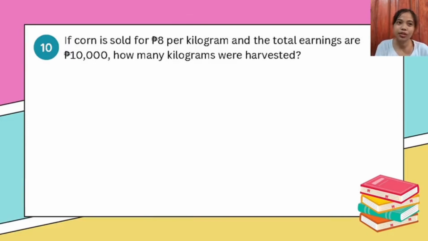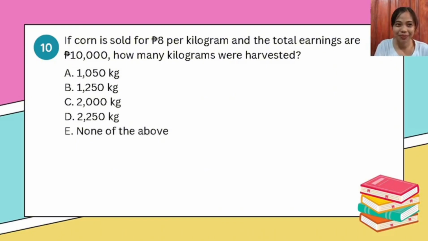If corn is sold for 8 pesos per kilogram and the total earnings are 10,000 pesos, how many kilograms were harvested? Here are the choices. Letter A, 1,050 kilograms. B, 1,250 kilograms. C, 2,000 kilograms. Letter D, 2,250 kilograms. Or letter E, none of the above. The answer is letter B, 1,250 kilograms.